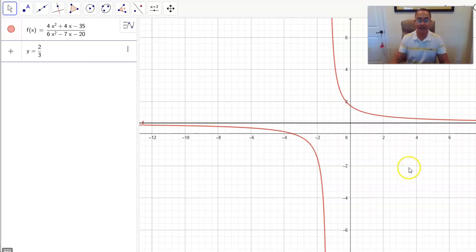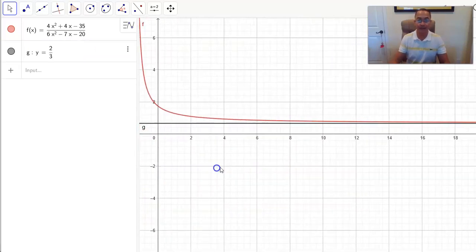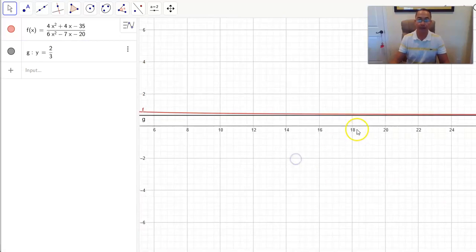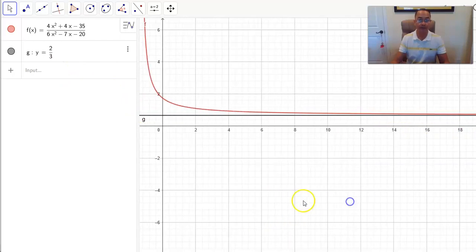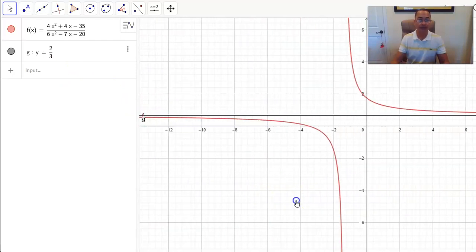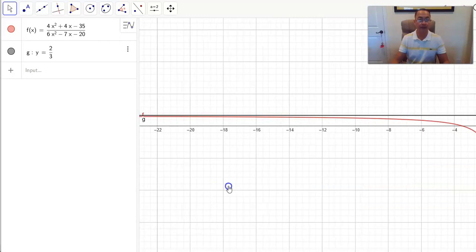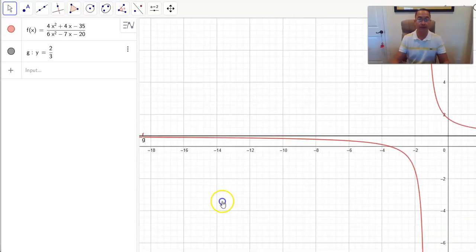Ooh, check it out. There it is. As we go further and further to the right, the graph is getting closer and closer to y equals 2/3. And the same thing to the left. Y is getting closer and closer to 2/3.